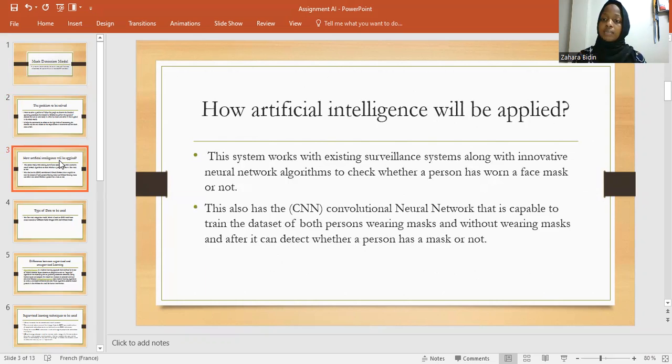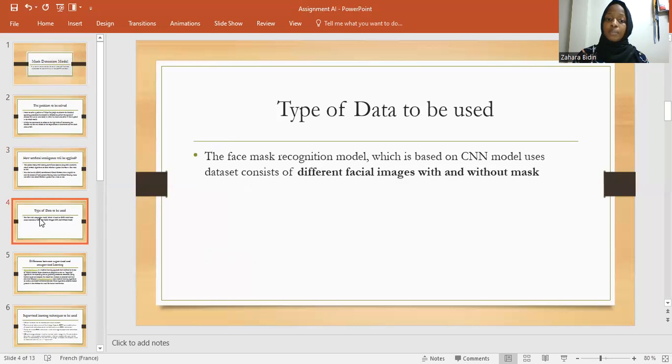How artificial intelligence has been applied. This system works with existing surveillance systems, that are CCTV cameras, whereby we shall use CNNs, that is convolutional neural networks, which are capable of training on the dataset of both persons wearing masks and those who are not wearing masks. After that, it can detect whether a person has put a mask on or not. The type of data to be used for the face mask recognition model, which is based on the CNN model, is a dataset that consists of facial images of people with and without masks.